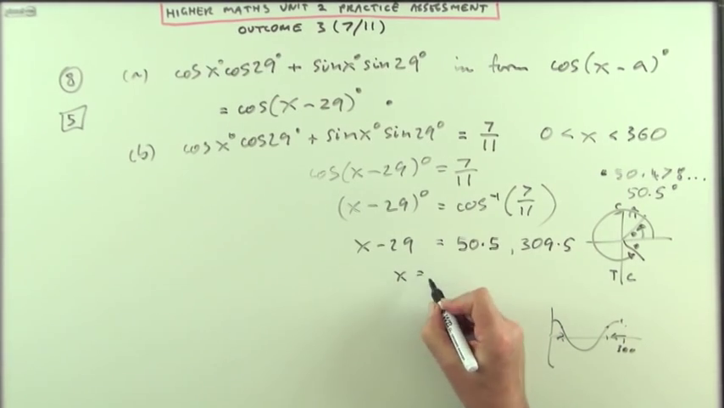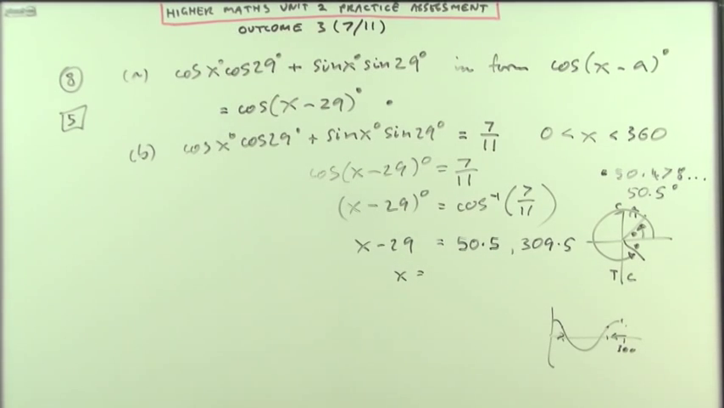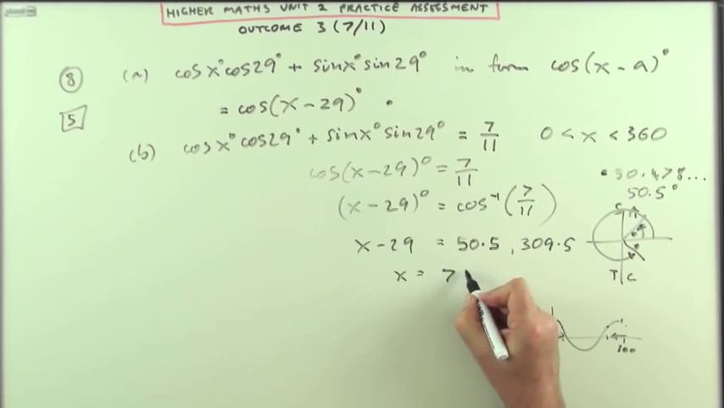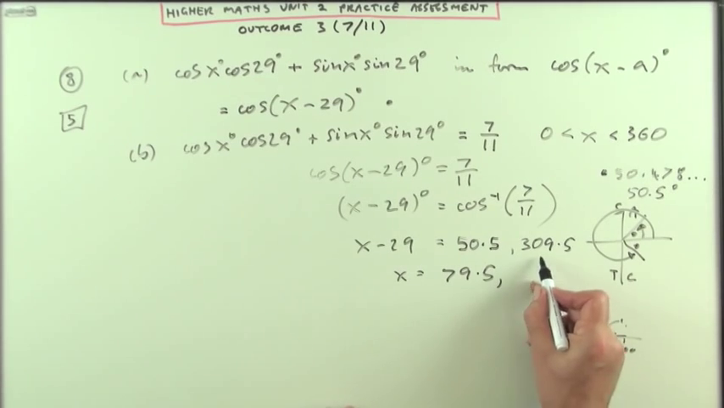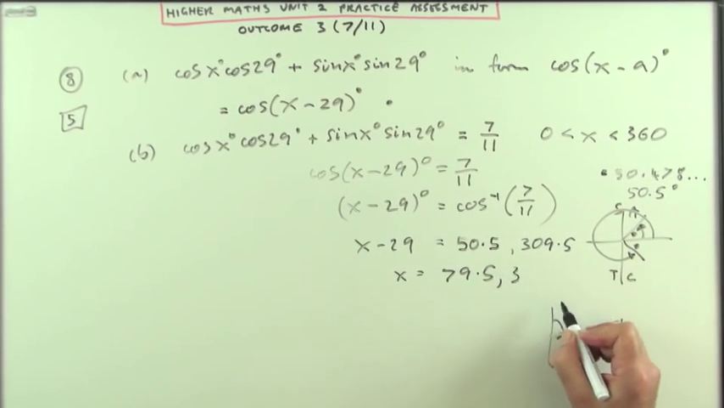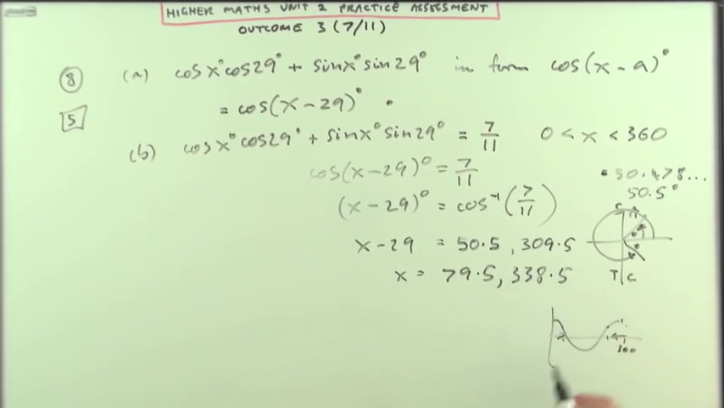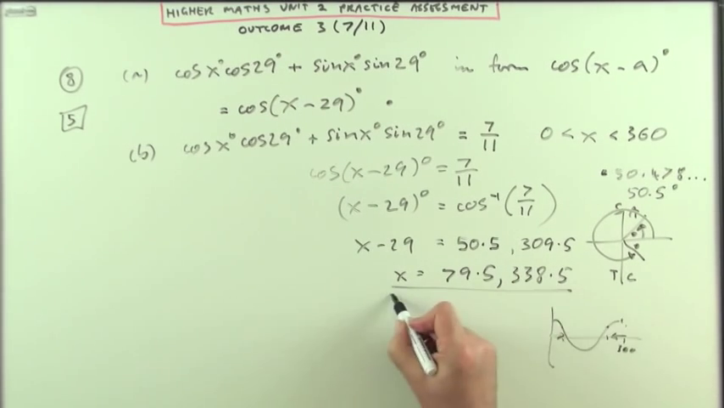And then to get x, I just add on 29 to both of them. So 29 onto that would be 79.5. Of course, you have to stop yourself from putting that degree sign. It just seems a natural urge to do it. If you put it in, you wouldn't lose any marks anyway. Or 29 onto that, which is 338.5.